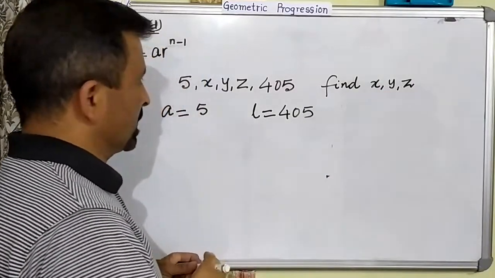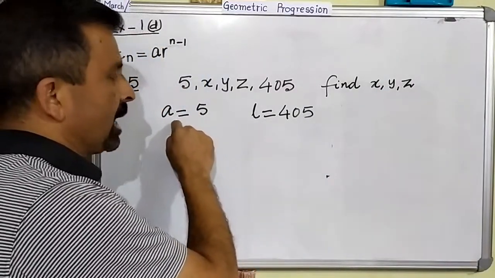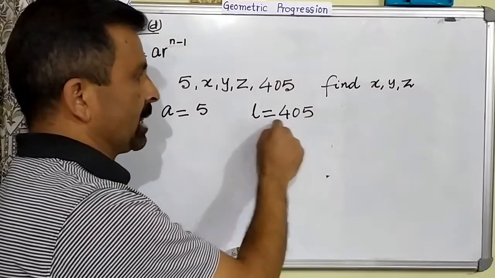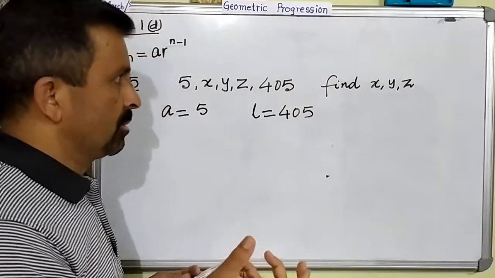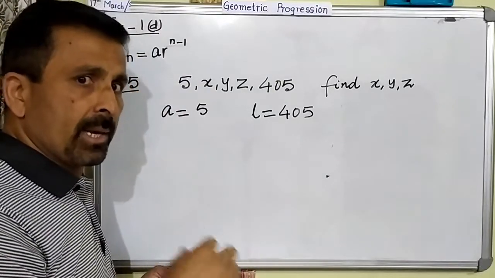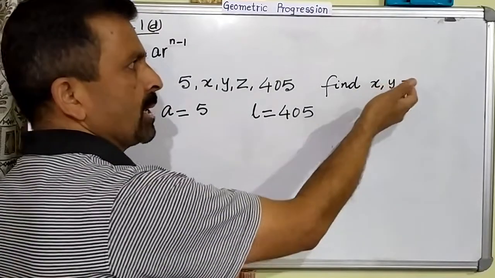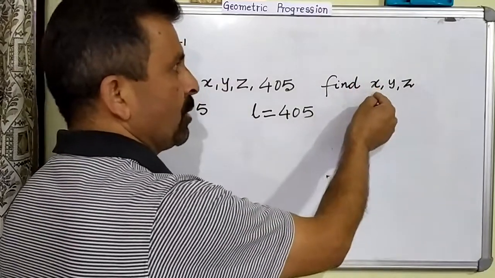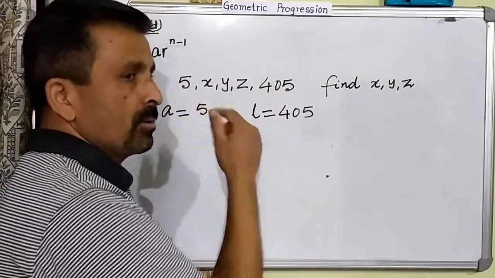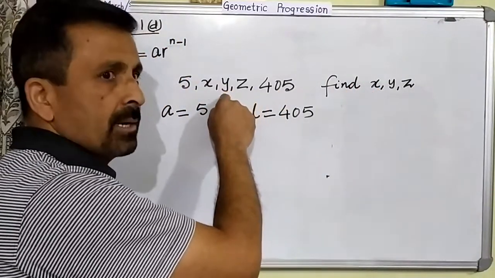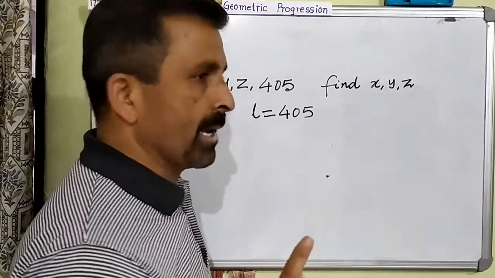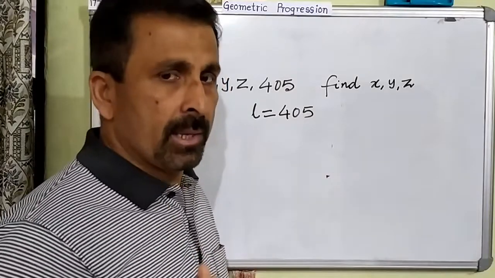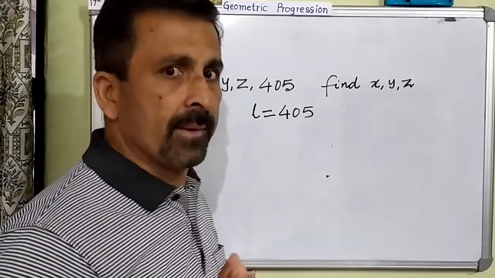Now if you notice the given information, we are given the first term and the last term. If by any means we can calculate the common ratio, then x, y and z can be calculated, because x is the second term, so we can use the second term formula. y is the third term and z is the fourth term. So we can easily calculate them if we have the value of r. So we will focus on calculating the value of r.